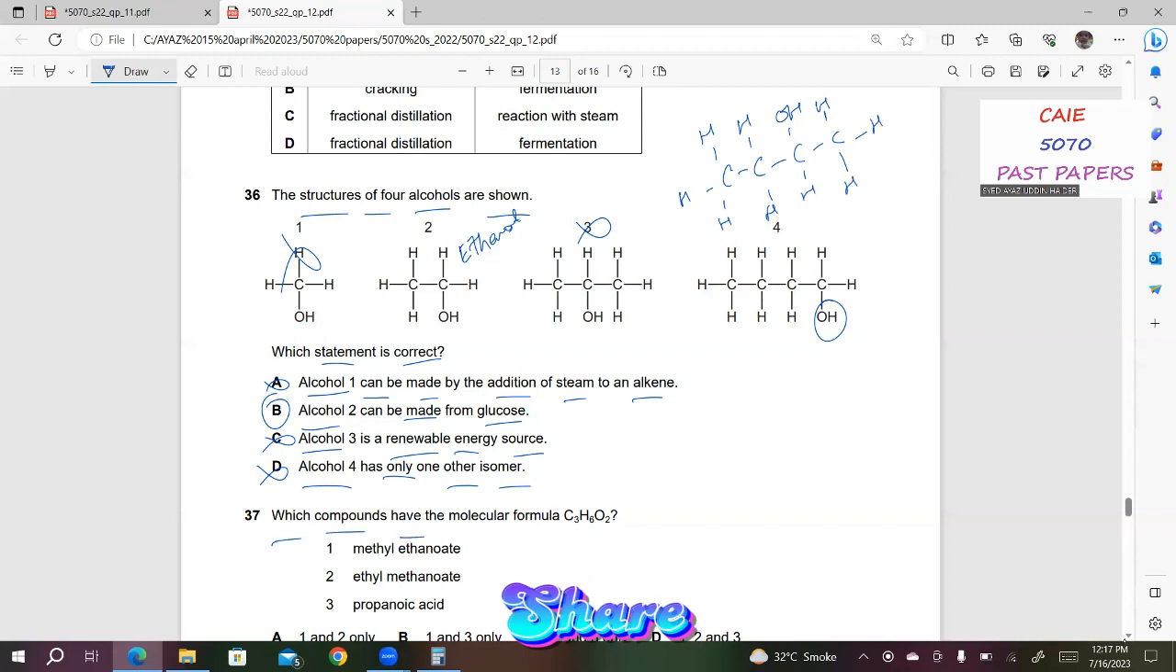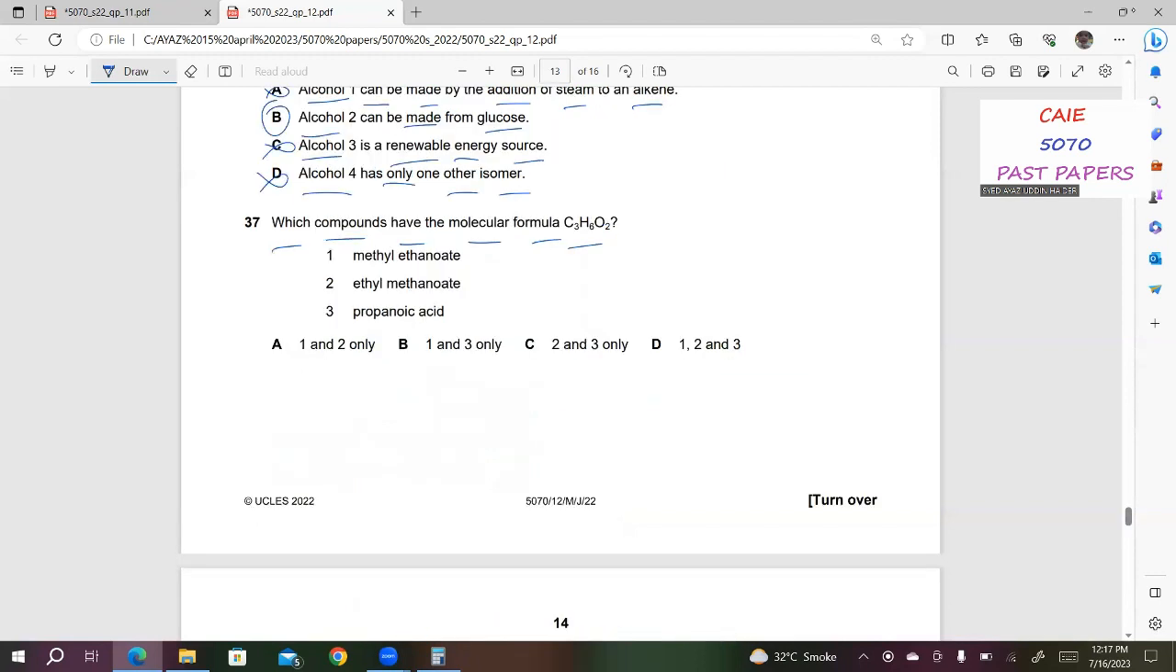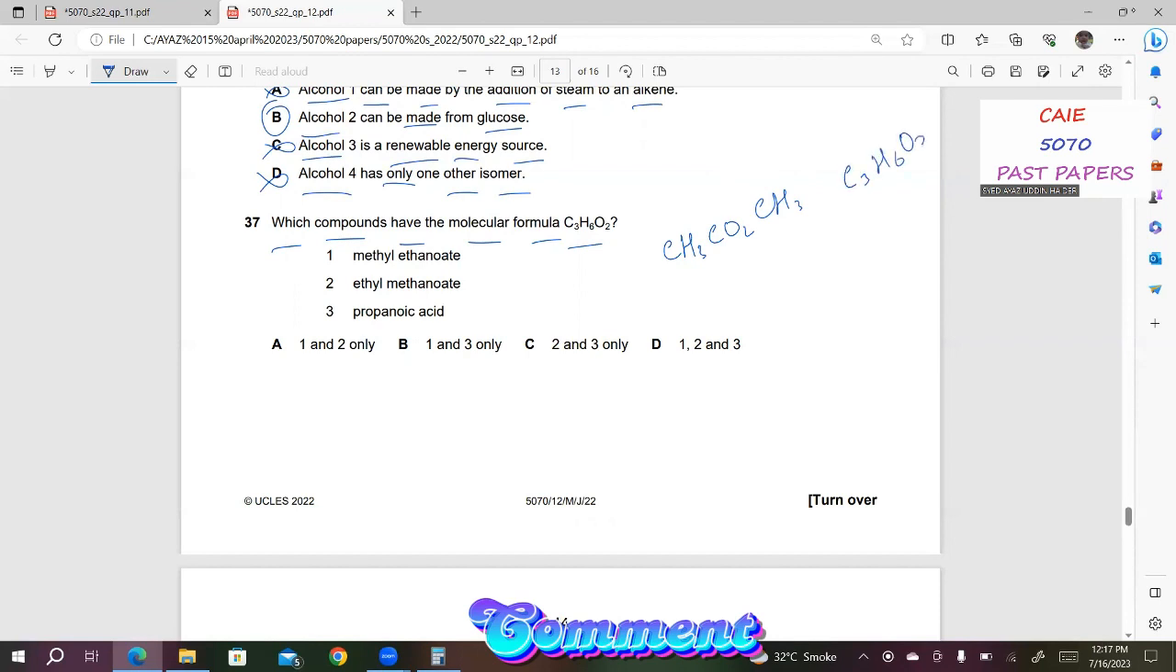Number 37. Which compounds have the molecular formula C3H6O2? Methyl ethanoate. So I am writing the formula of methyl ethanoate. So we have ethanoate, CH3CO2CH3. This is methyl ethanoate. And if you write the molecular formula of this, what you will get? You will get C3H6O2. So this must have this molecular formula.